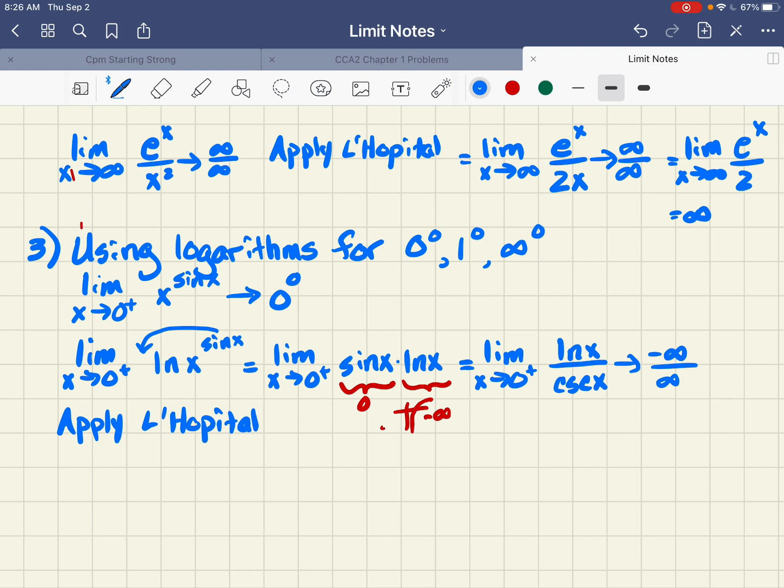So the reason I took the product and rewrote it as a quotient is so that I would get a situation where I could take the derivative of the numerator and denominator separately. Derivative of natural log of x is 1 over x. Derivative of cosecant x is negative cosecant x cotangent x.